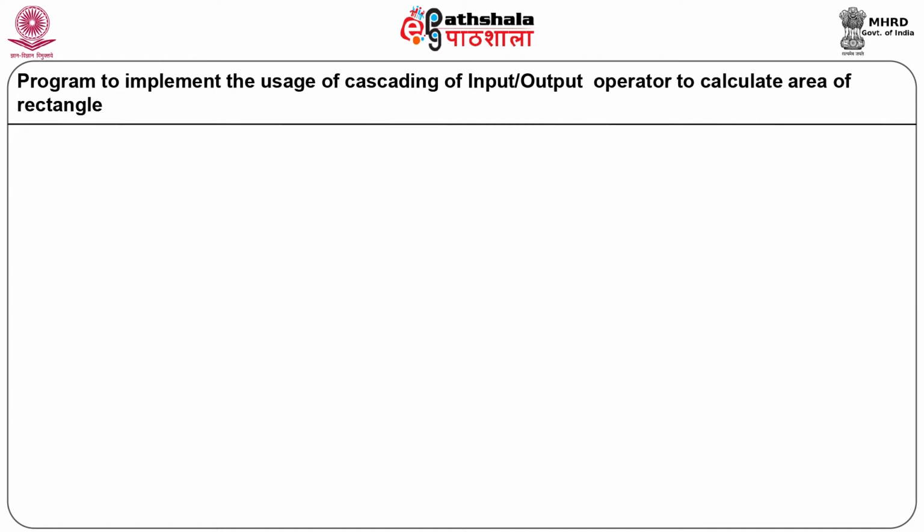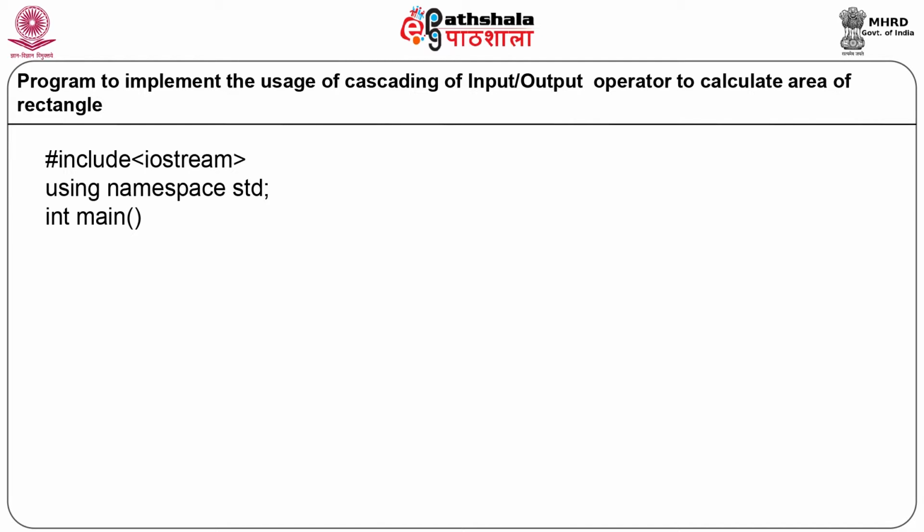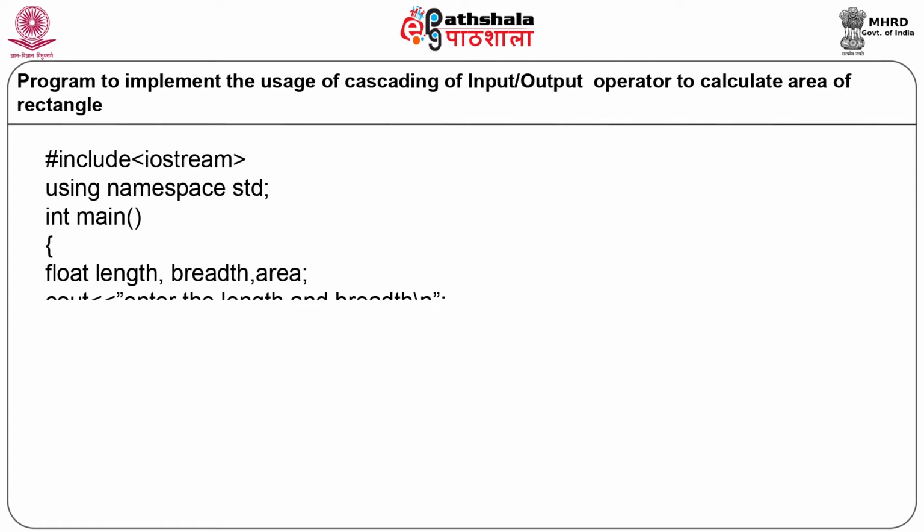Now let us see the program to calculate the area of a rectangle. #include <iostream>, using namespace std, int main. Now here we will declare three variables of type float: length, breadth and area. We will take the length and breadth values from the user. So we are displaying the message to the user as cout, enter the length and breadth.